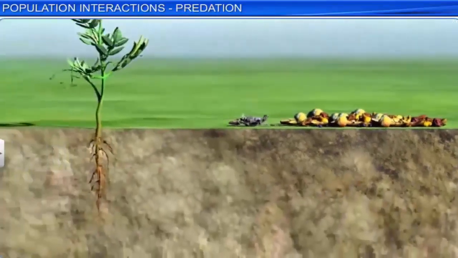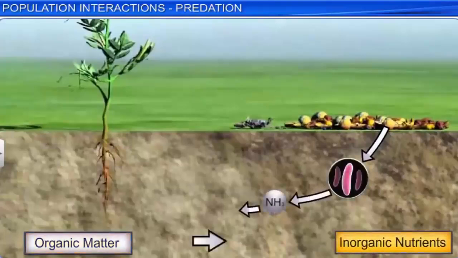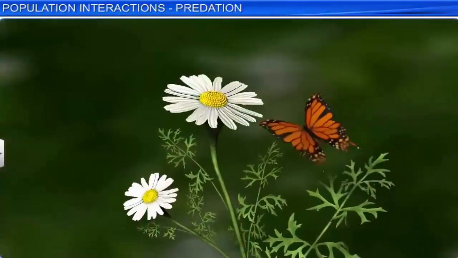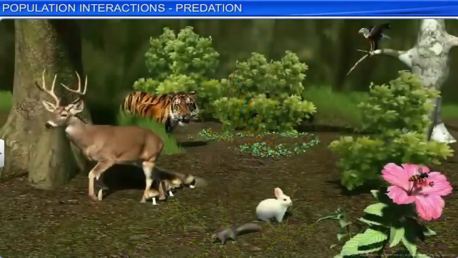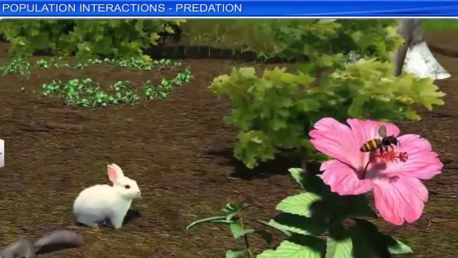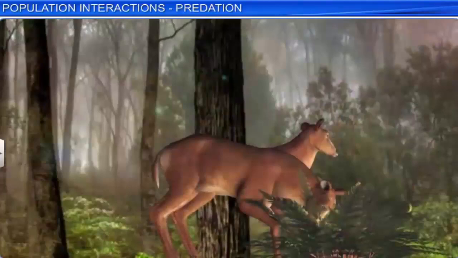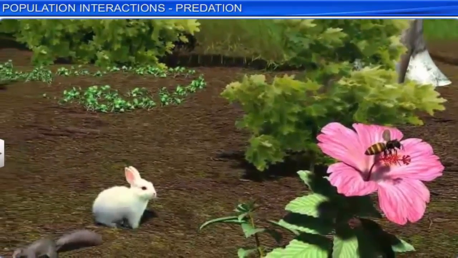Plants, for instance, need soil microbes to decompose organic matter into inorganic nutrients which are needed for their growth. Also, many plants depend on birds and insects for pollination. Just as plants depend on animals for their existence, animals too depend on plants directly or indirectly for their survival. As a result, in any habitat, plants, animals and microbes interact in various ways to form a community.